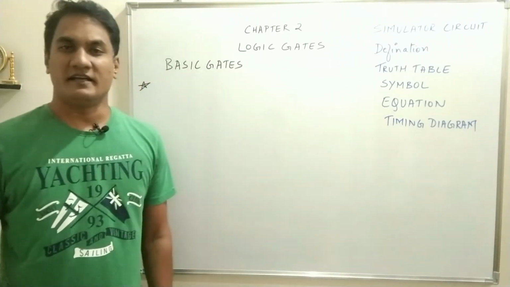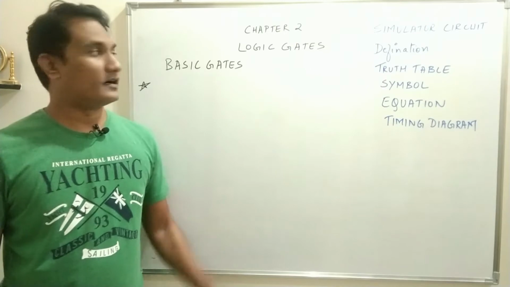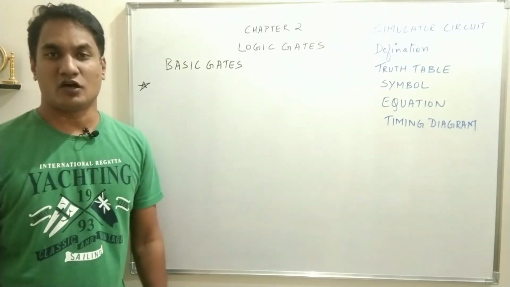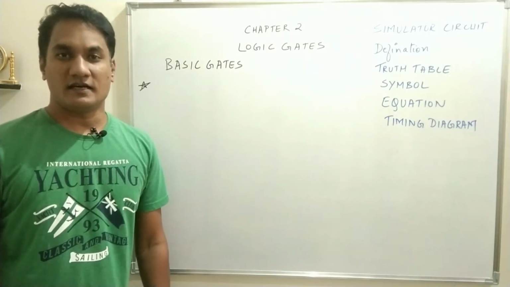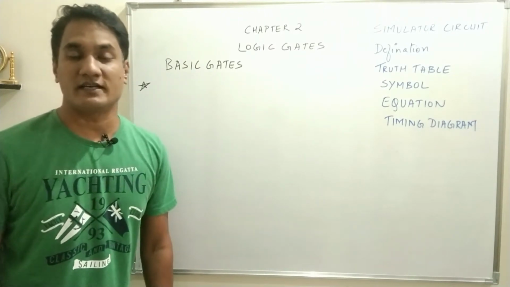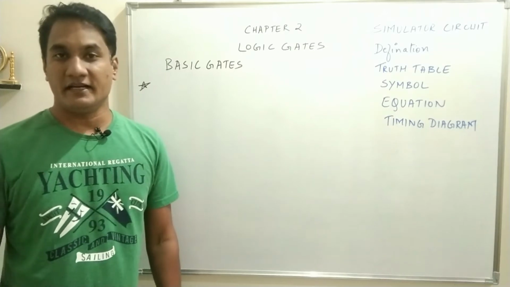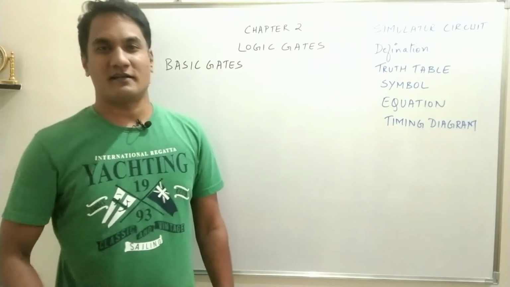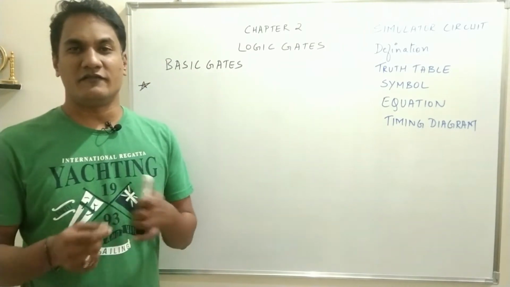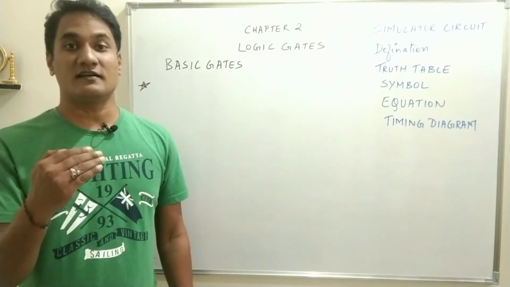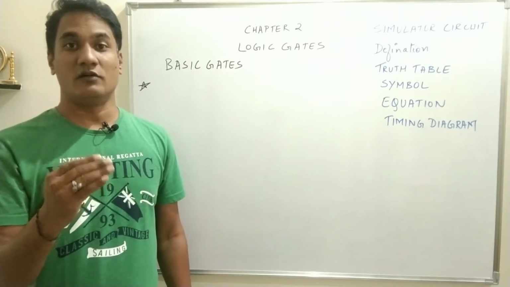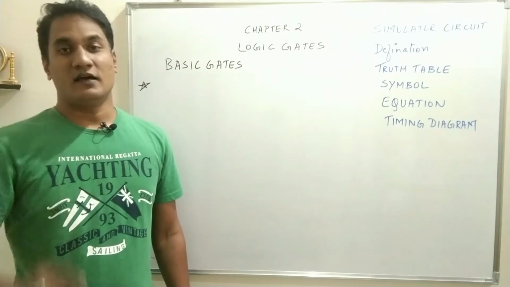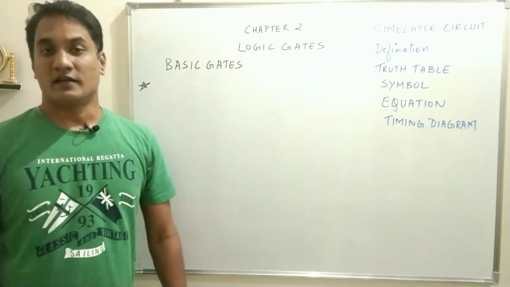Now, after understanding the basics of logic gates, we will start with the first type of logic gate called basic gates. Under this heading, we will try to understand three gates: AND gate, OR gate and NOT gate. Now the names are a little bit difficult to understand, but once you understand the operation of the circuit, you will be able to relate the names, that is AND, OR and NOT. So that is what we will try to understand.